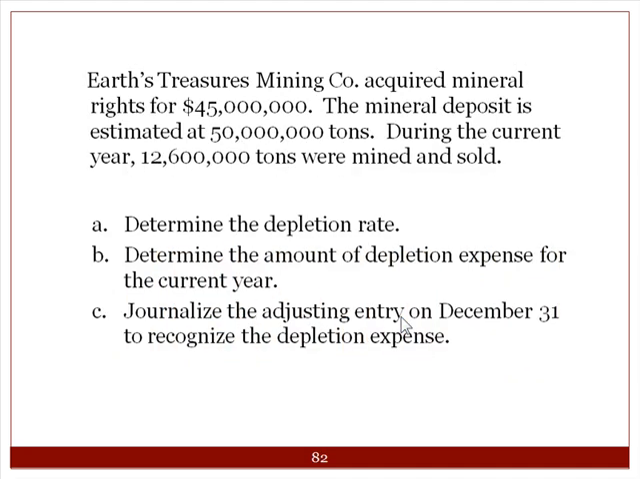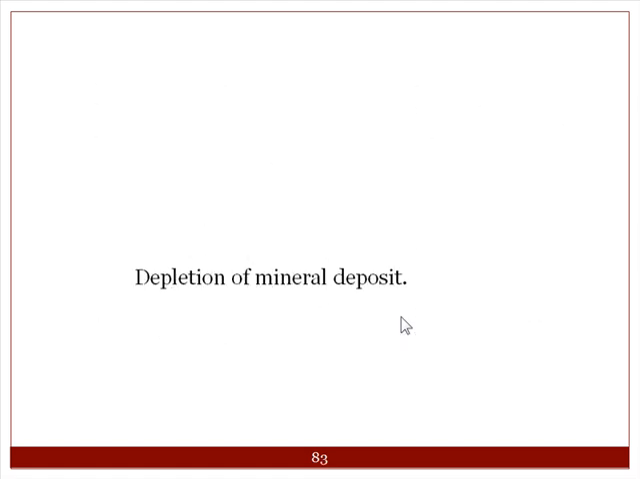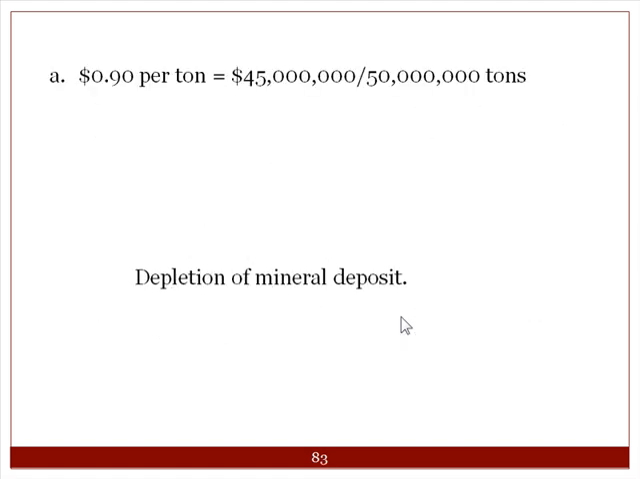Here's another example with a mining company where they had rights of $45 million for 50 million tons, and during the current year they had 12,600 tons mined. So first you're going to determine the rate, then the expense for the current year, and do the journal entry. So you have 90 cents per ton.